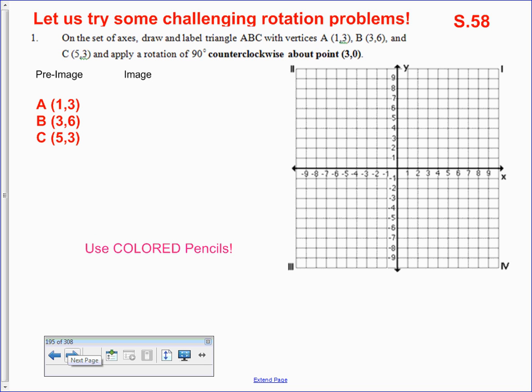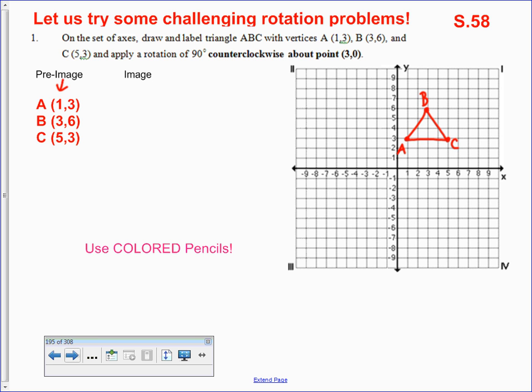So in our module book, S58, we worked out a problem, and I believe you already have this drawn. A is at (1, 3), B is at (3, 6), and C is at (5, 3). That was drawn in for you. I did ask you then to always please write out your pre-image. So A is at (1, 3), B is at (3, 6), and C is at (5, 3). Always write these points out.